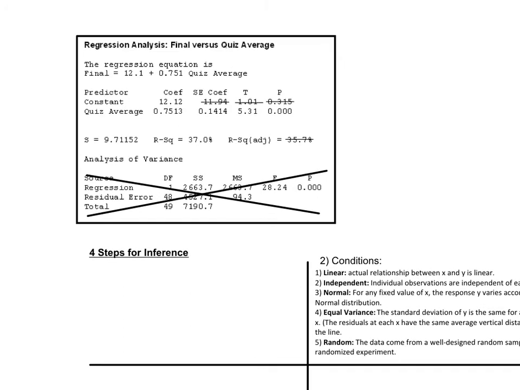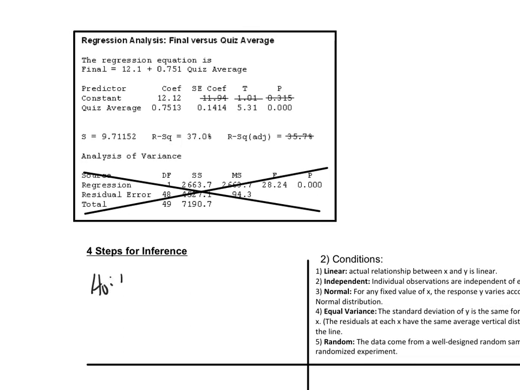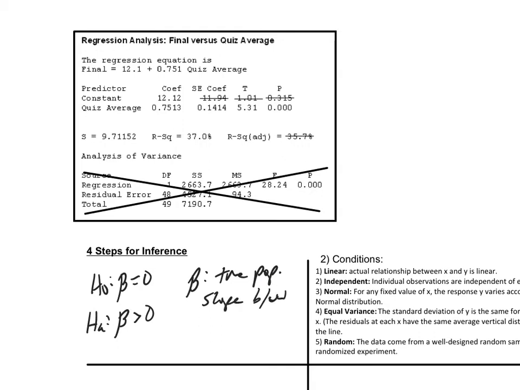Here's an example of that. Back to this quiz average and final, if we start with beta equals 0, beta does not equal, actually, let's just say positive here, so let's go greater than 0. We talked about what beta stands for, and beta here would be the true population slope. The reason it's population is that beta represents the population, and b is the sample. So, the true population slope between quiz average and final. That's what we're going to test here.